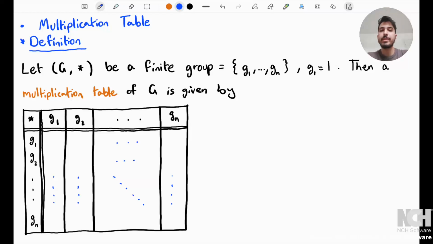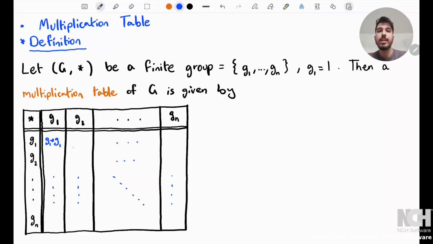Our first order of business is talking about multiplication tables. Let G be some finite group, g1 till gn, g1 being the identity element. Then a multiplication table of G is given by this table that you see in front of you right here. So what do we get if we do g1 times g1? Well, we simply get this product.